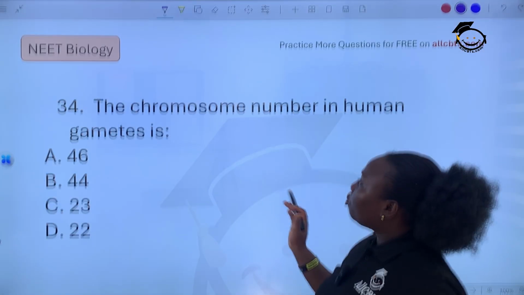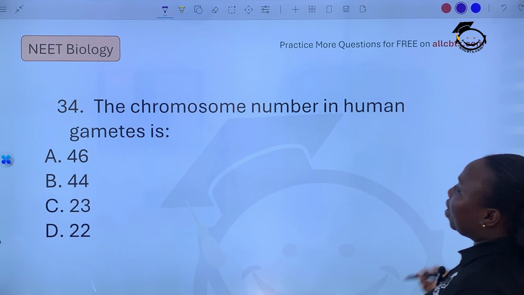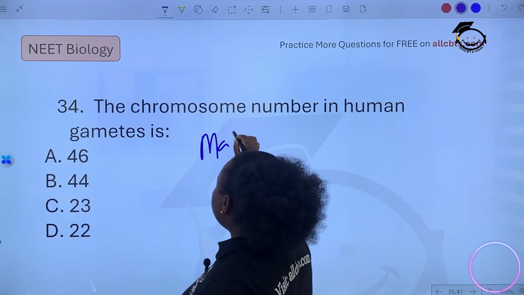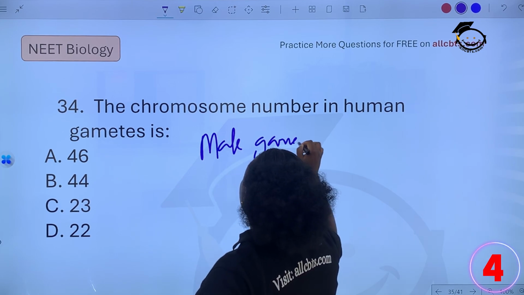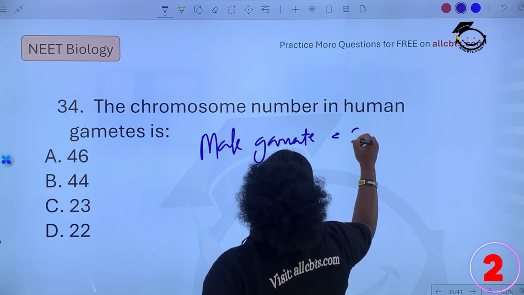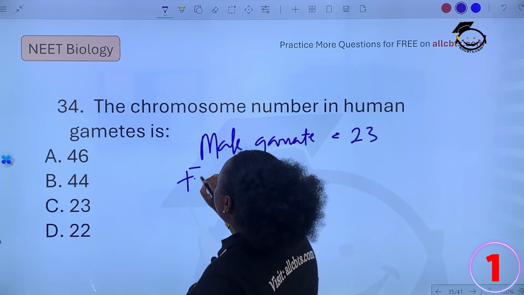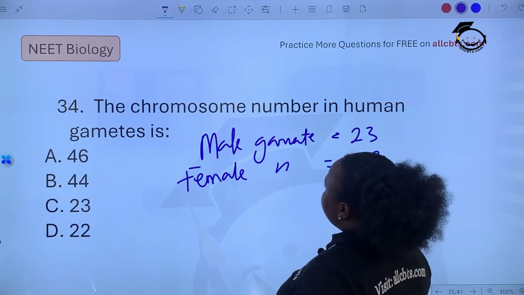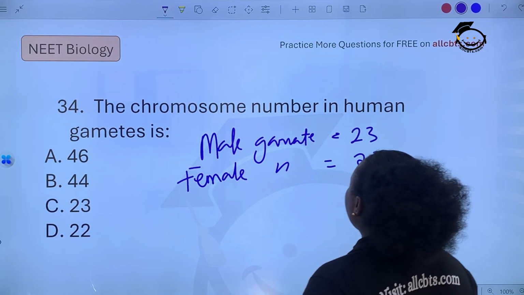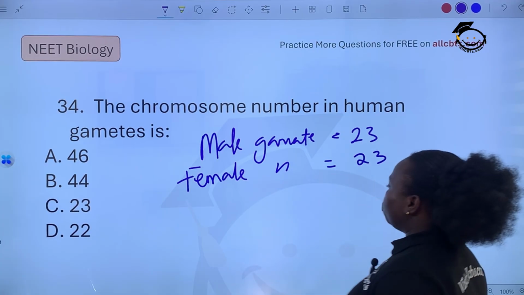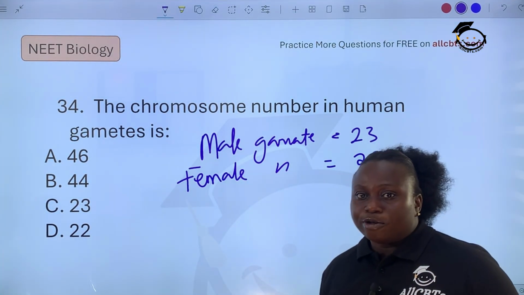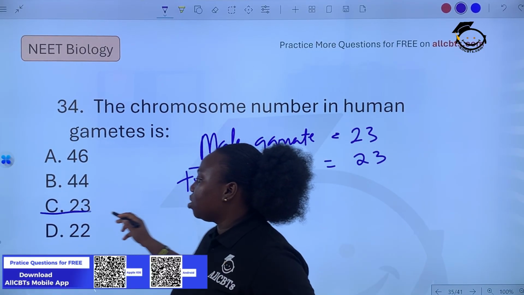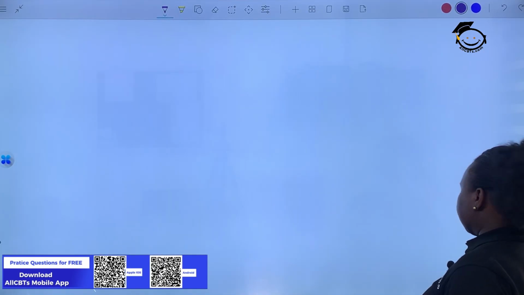Number 34, the chromosome number of human gametes is what? Now, of a male gamete, the number is 23. Also, female gamete also 23. So individually, we can say that there are 23 chromosomes in human gametes. We are not adding it together. It's only when you have a zygote that you can now add 23 and 23. But for this one, just leave it as 23 for gametes.